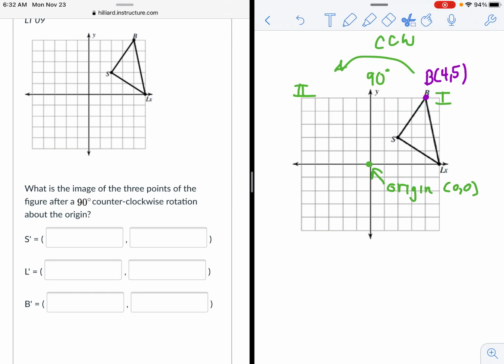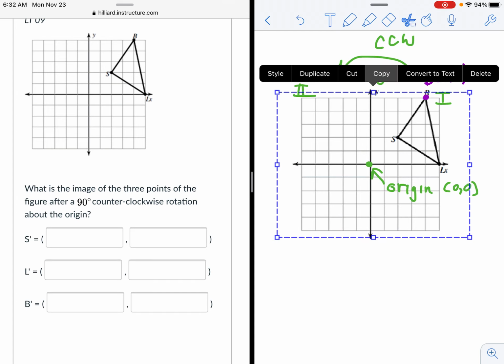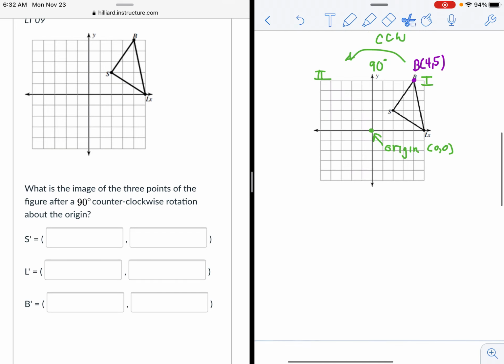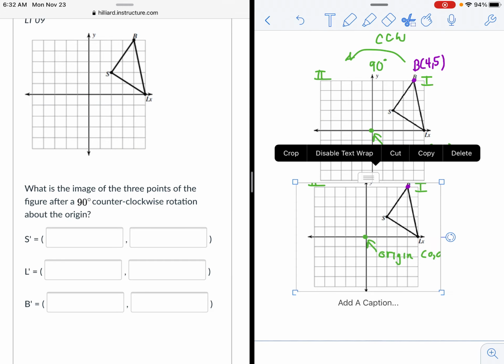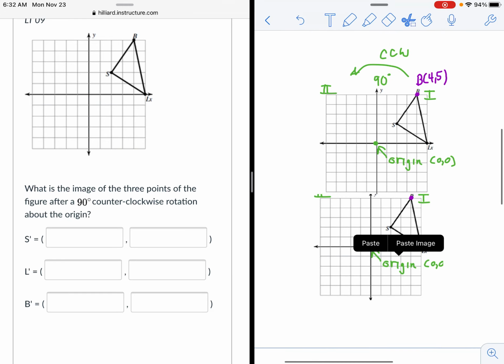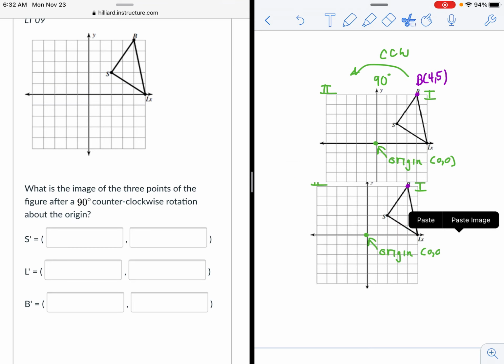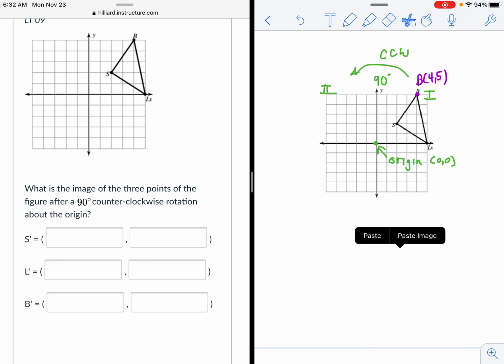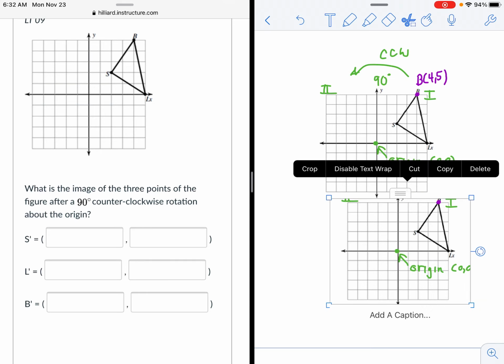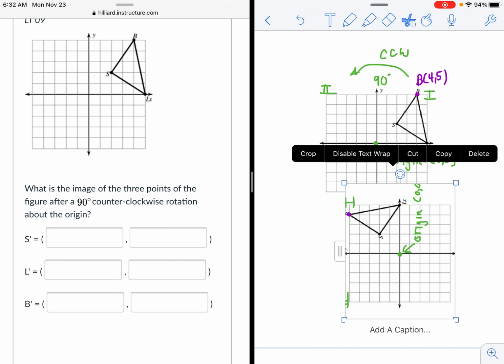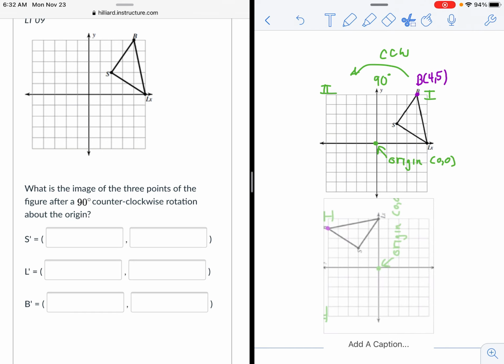let me see if I can do it like this. All right, I might get some stuff I don't necessarily need, but let me copy, paste image, and then let me undo that. Paste image, struggling a little bit. Paste image, third time's a charm. There we go. So then let me bring it down just here a little bit.